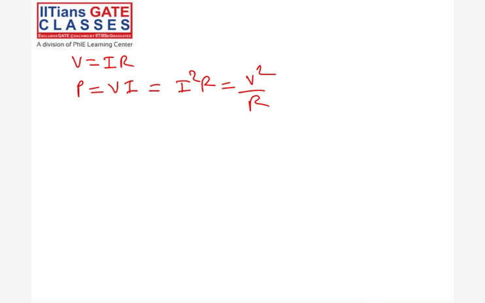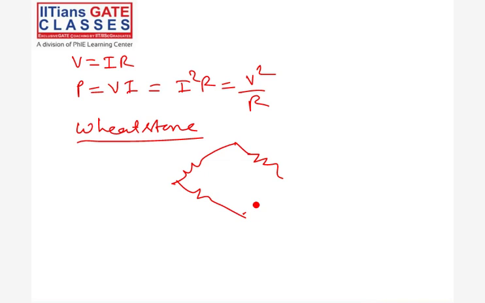What is a Wheatstone bridge? Why is a Wheatstone bridge used? For finding unknown resistance value, to find the value of unknown resistance, right? When do you call a bridge balanced? If I see this is my bridge, when do you call the bridge as balanced?